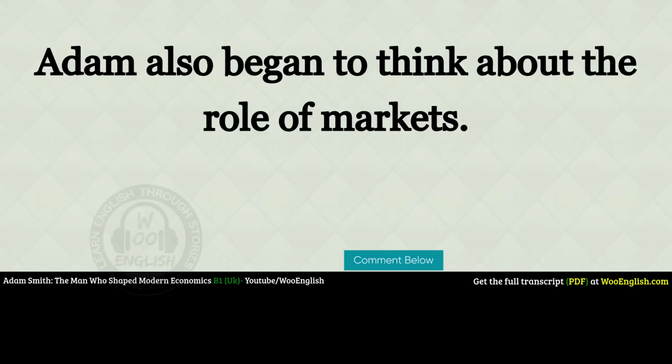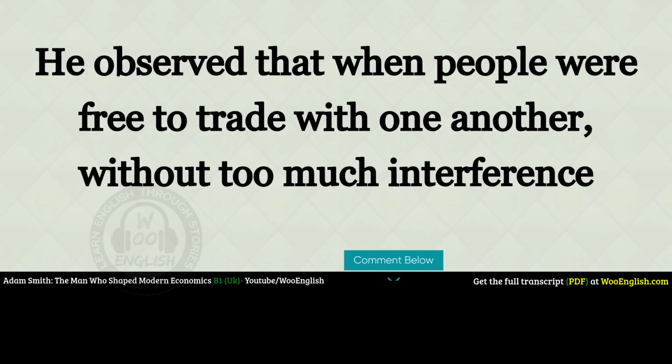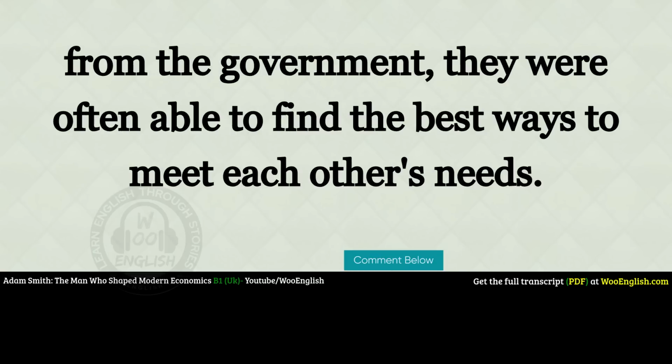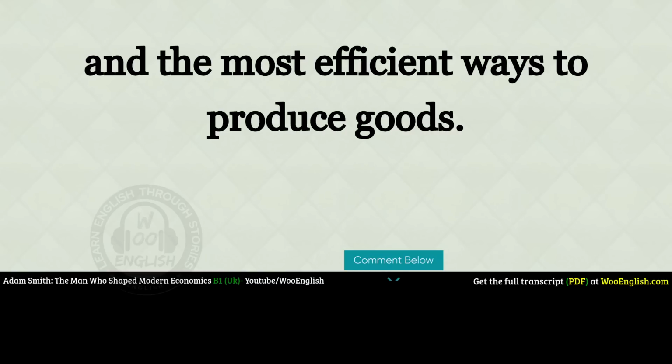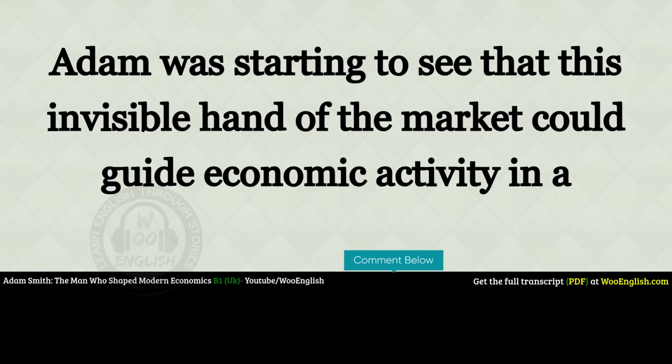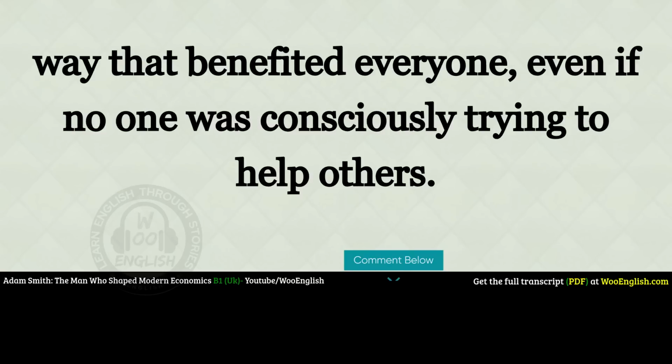Adam also began to think about the role of markets. He observed that when people were free to trade with one another, without too much interference from the government, they were often able to find the best ways to meet each other's needs. This was because people, acting in their own self-interest, would naturally seek out the best deals and the most efficient ways to produce goods. Adam was starting to see that this invisible hand of the market could guide economic activity in a way that benefited everyone, even if no one was consciously trying to help others.